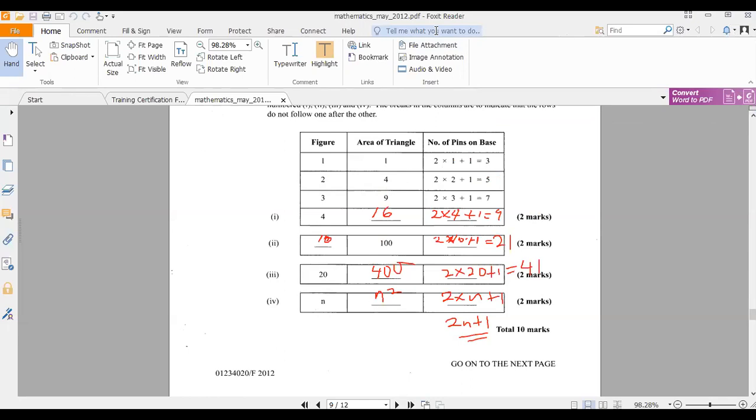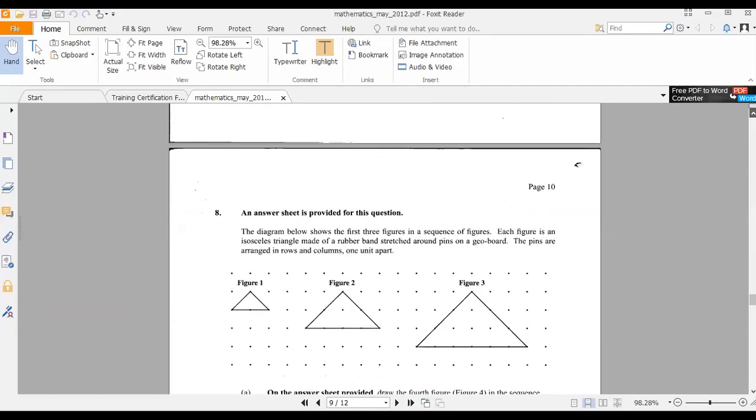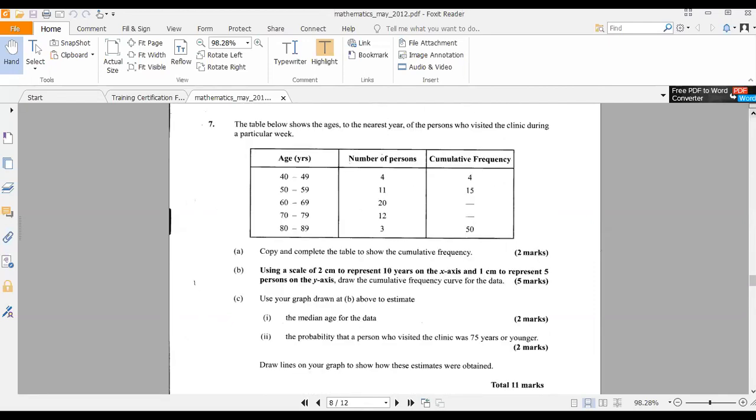So let's move on to the next number, 7. Okay, so we are moving on to question 7. Question 7 happens to be a cumulative frequency curve, right? And we'll be required to get graph paper. But you can do this one quick and fast. So if you have graph paper, you can just try that quickly.